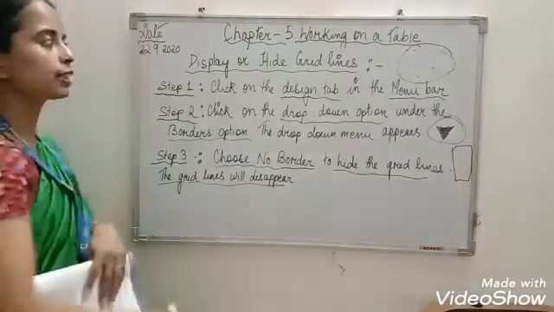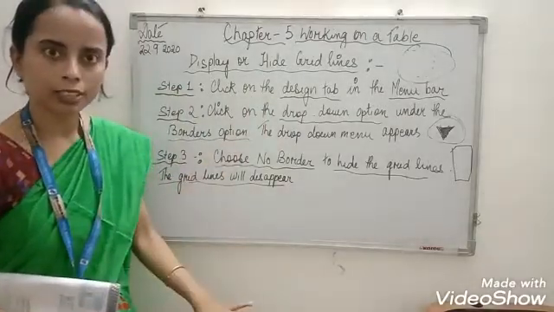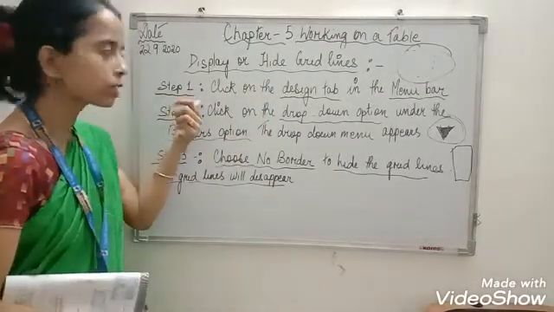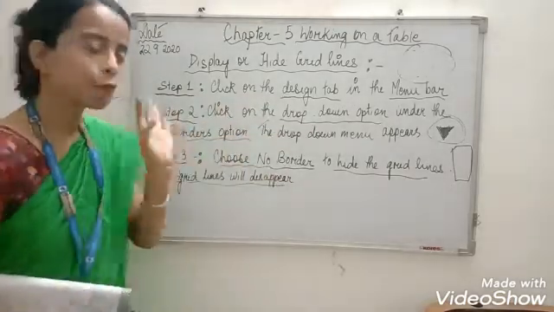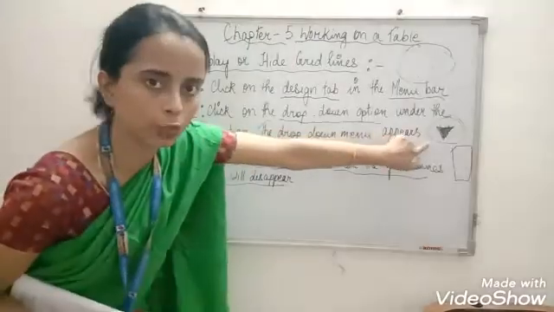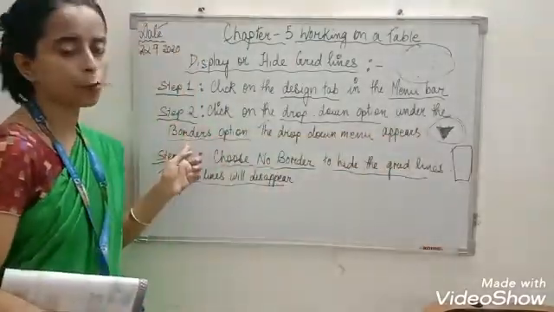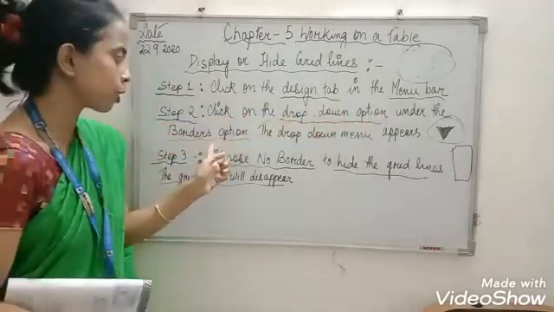So these are the 3 steps to display or hide the grid lines. Right? So step number 1 is what? Click on the design tab from which bar? In the menu bar. From there, step 2, click on the drop down option. I've shown you the drop down option, under the border option.